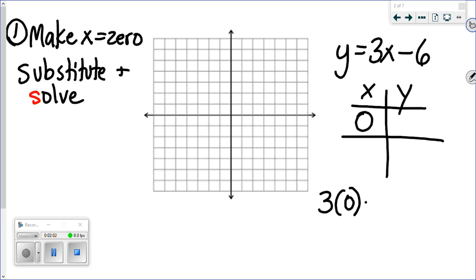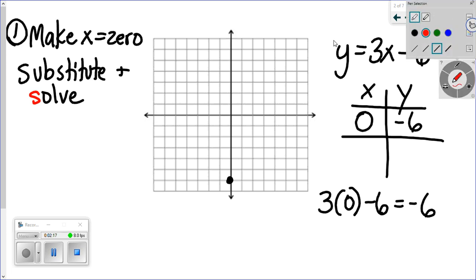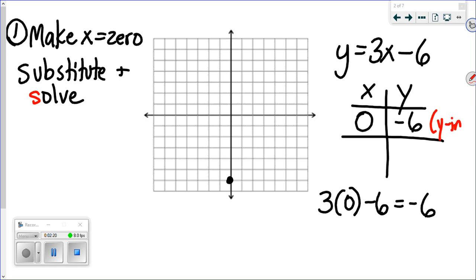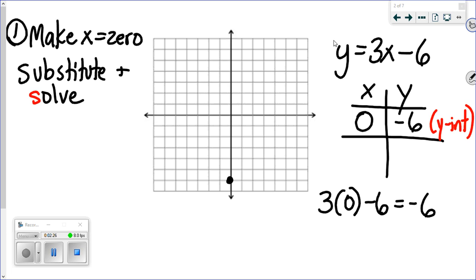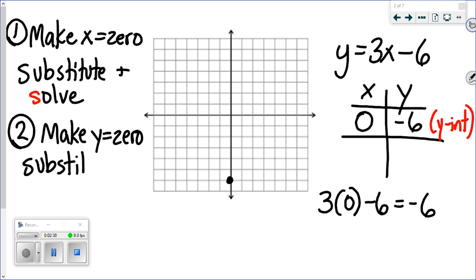So 3 times 0 minus 6 means that the y-intercept is 0, negative 6. Then I am going to plot that point on my graph. This point, 0, negative 6, is my y-intercept. Next, I am going to make y equal 0 by substituting and solving.